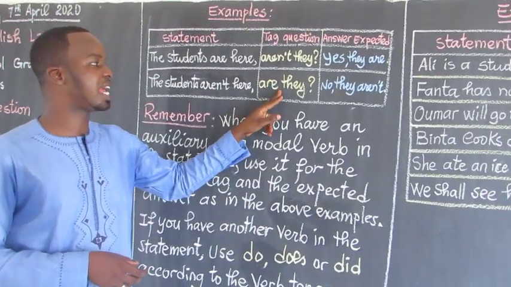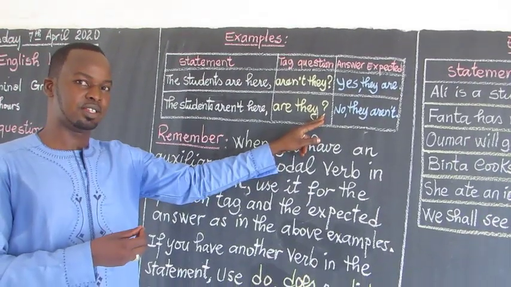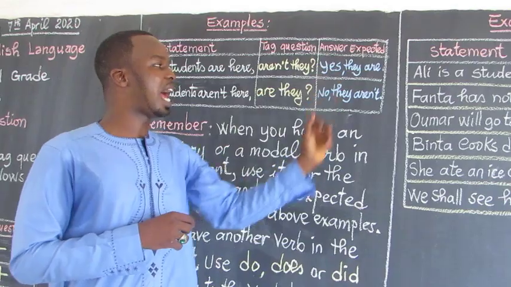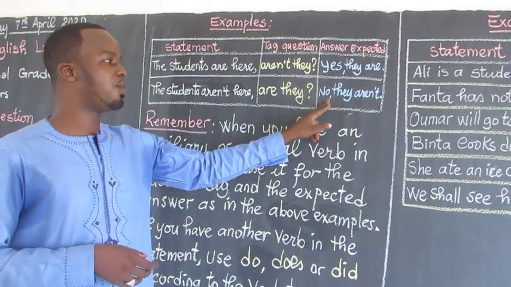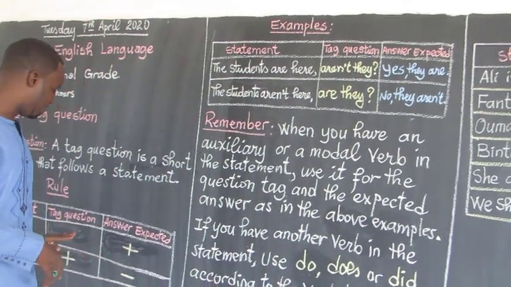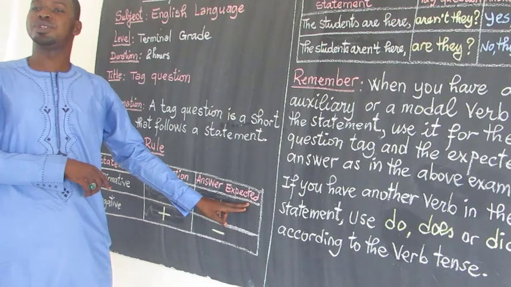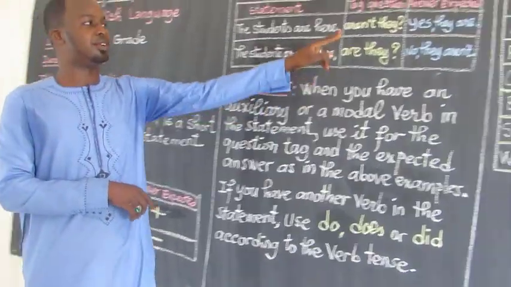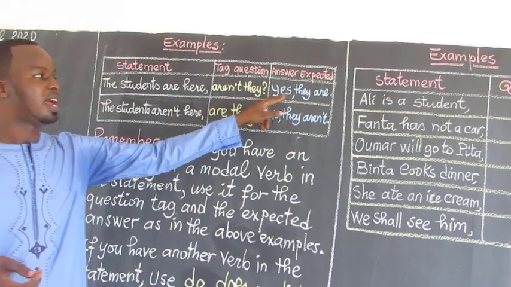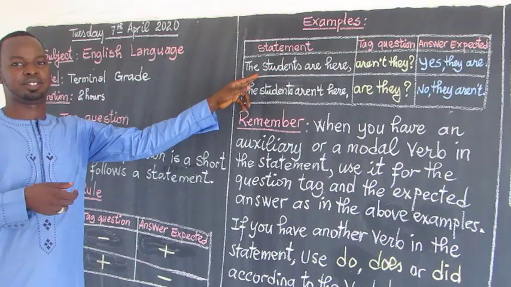The question tag is, are they? So, a positive one. The expected answer is no, they aren't. As you can see here, in the first case, the question is negative and the answer is positive. Like here, aren't they is a negative question. Yes, they are is a positive one, like the statement.